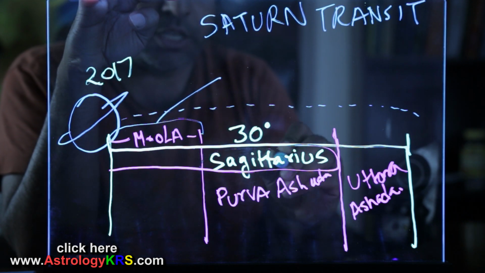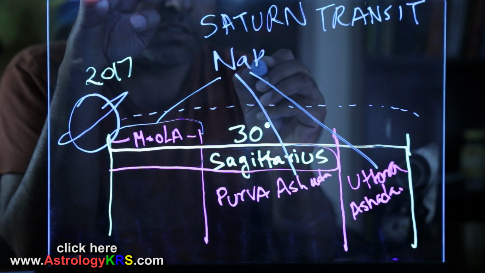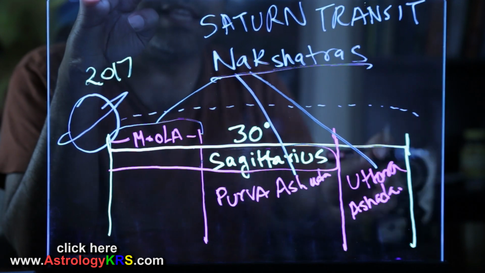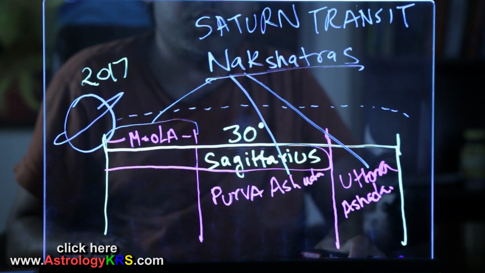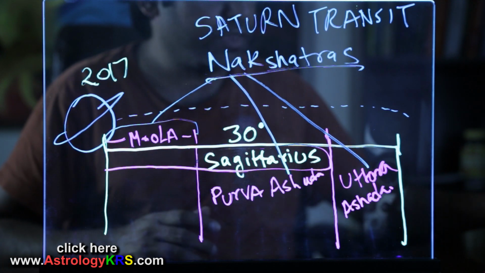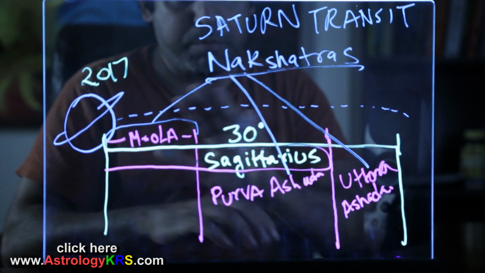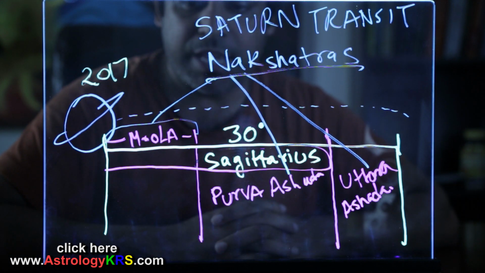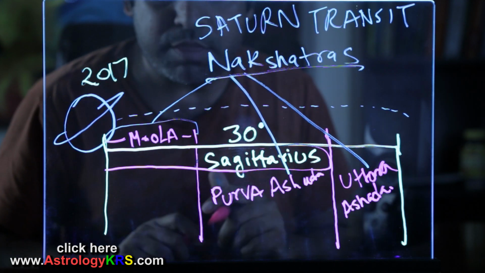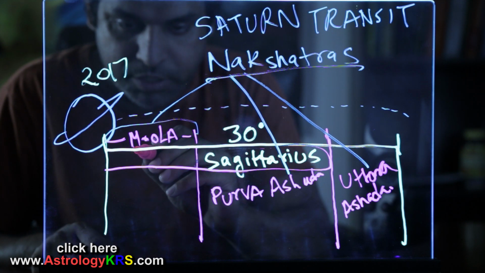These constellations are known as nakshatras, which are a part of Vedic astrology, the 27 lunar mansions of Vedic astrology. So this is what Saturn is going to be doing for the next 2.5 years. And you also have to understand that each nakshatra you see here is divided into 4 parts.